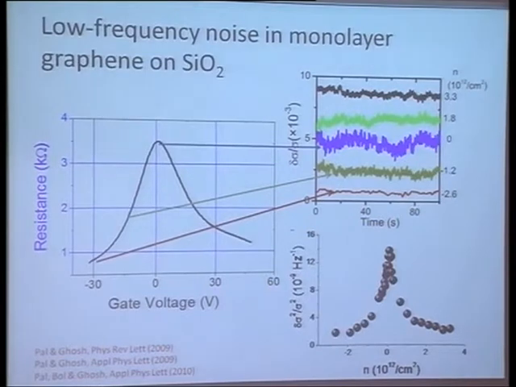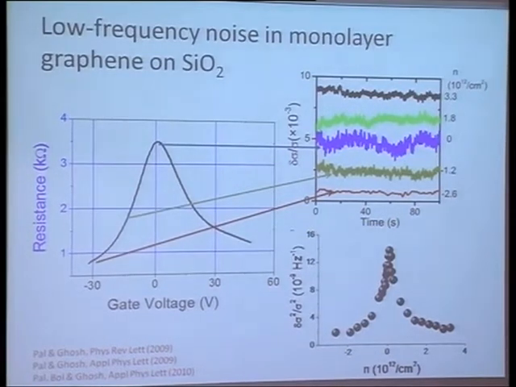Here you shifted your gate voltage. Yeah, no, this particular sample just accidentally had it at zero. Yeah, so this is something which we don't have any control on. It's a God-given sample, you can say that.